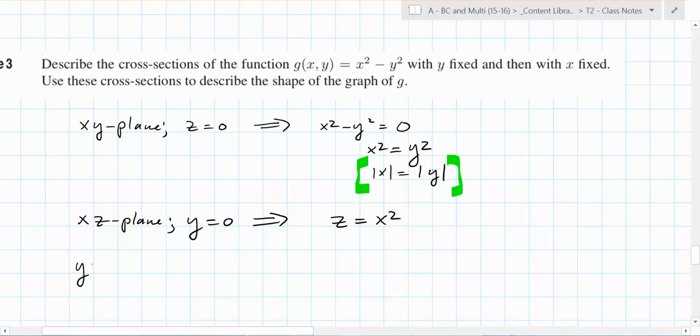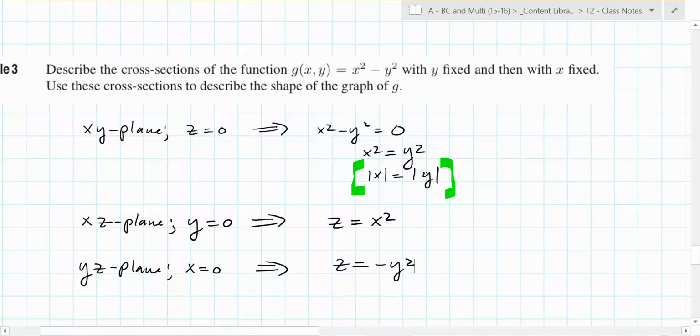Let's do one more here. The yz plane. The yz plane is when what is 0? When x is 0. So we have z is equal to negative y squared. Thank you. That's very important, that negative sign. Because you plug in 0 right there and you're left with negative y.